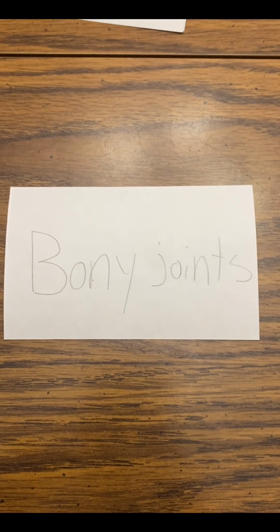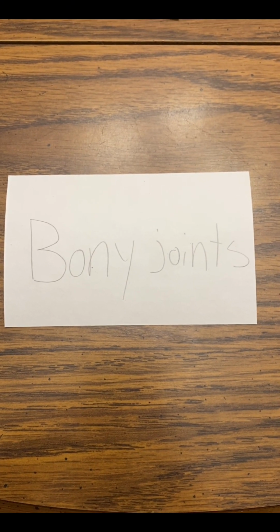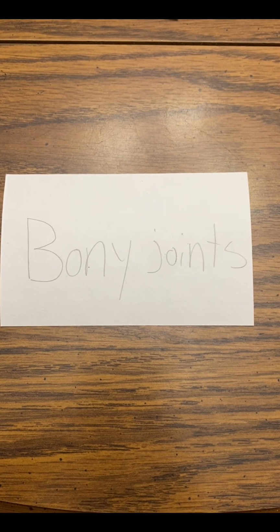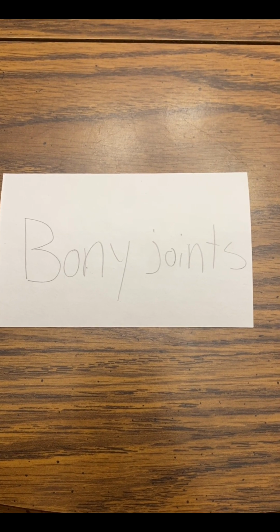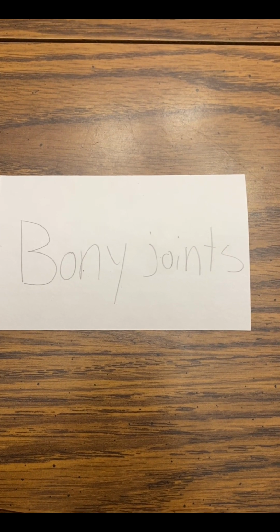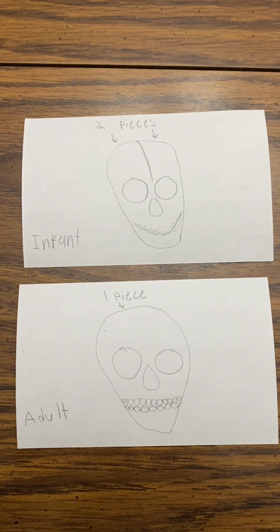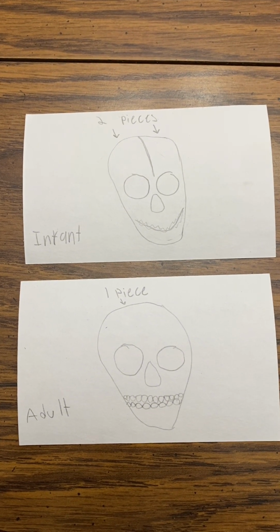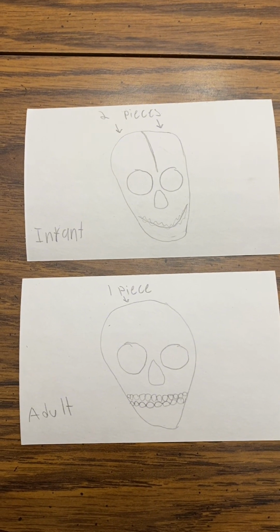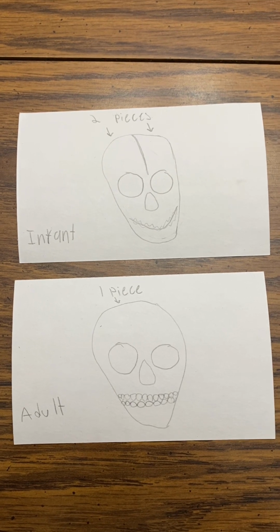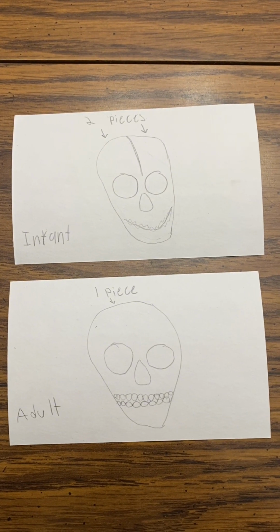The first type of joint we're going to be talking about today is bony joint. Bony joints occur when two bones fuse together and become one bone. The term synostosis means no movement occurs between the bones and is used to describe the movement of bony joints. An example of a bony joint is the frontal bone. It starts out as two separate bones during infancy, but fuse into one solid bone by adulthood.